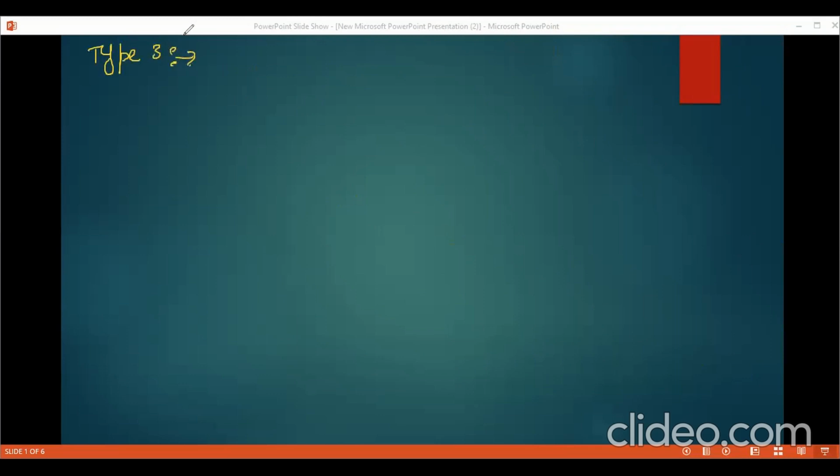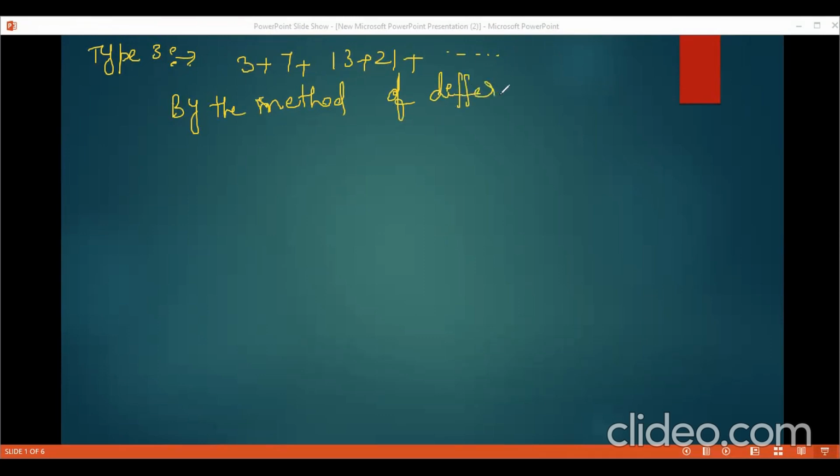What is type 3? Find the nth term of the series. In order to find the nth term of the series, say 3 plus 7 plus 13 plus 21 plus so on, this is our series. Now, by the method of difference, what do you get?